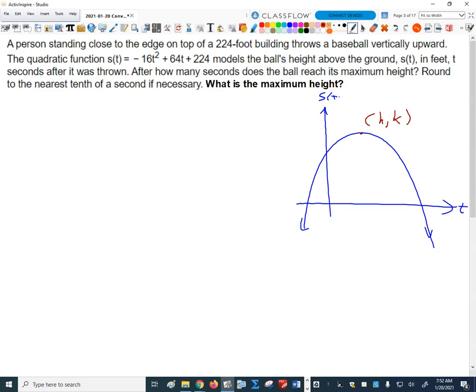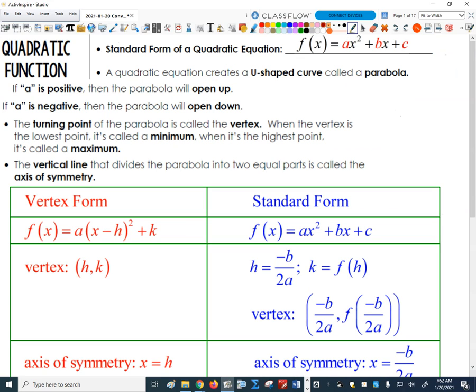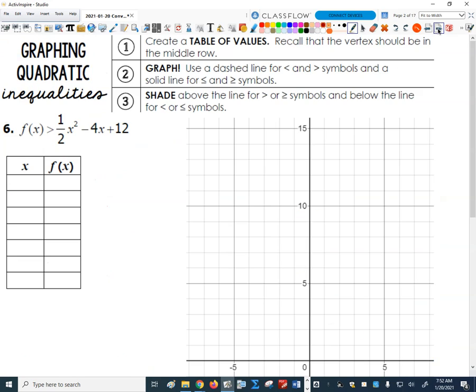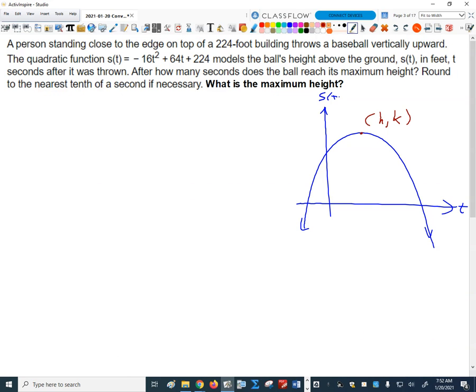Well, we've got the equation. If we go back on the slides, we've got this equation, h equals negative b over 2a. And then to find k, we just evaluate the function at h, right? So if we apply that formula, we can see that a is negative 16, b is 64, and c is 224. So this just gives us negative 64 over 2 times negative 16. Well, that's just negative 64 over negative 32, which is positive 2.